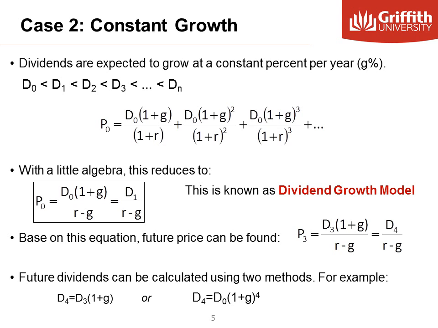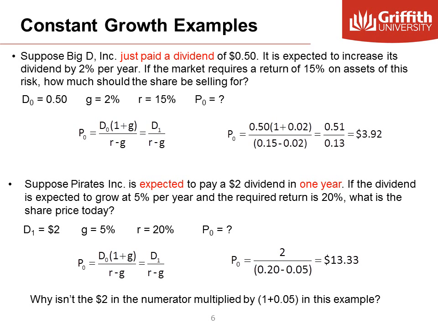For example, D4 can be based on the previous one, D3, compounded growth for one more period. Or if we have D0, D4 can be calculated based on that original dividend multiplied by 1 plus G, compounded for 4 periods. These are simple examples showing how to apply this dividend growth model.